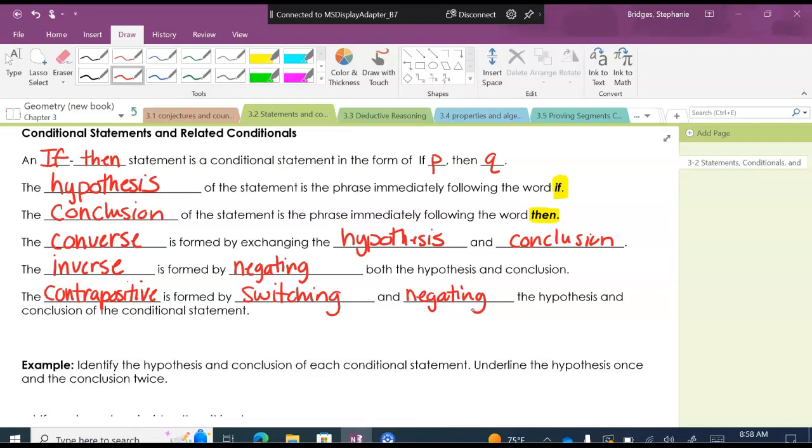And then the last one that we will have to write is the contrapositive. What does it say we do with the contrapositive? Switch and negate. So I want to switch these, but I also want to negate them. So I'm going to say, if I do not use my umbrella, then it is not raining.